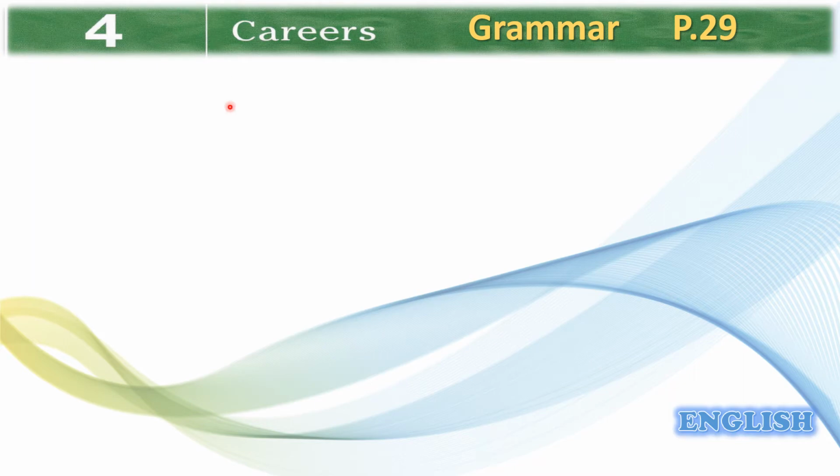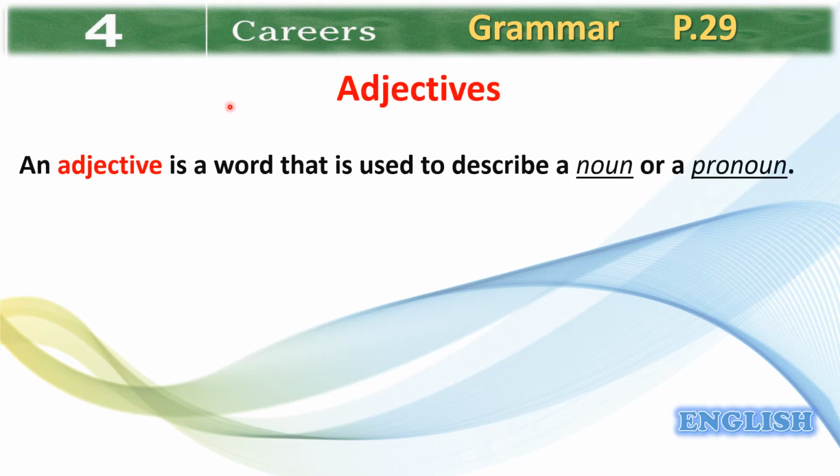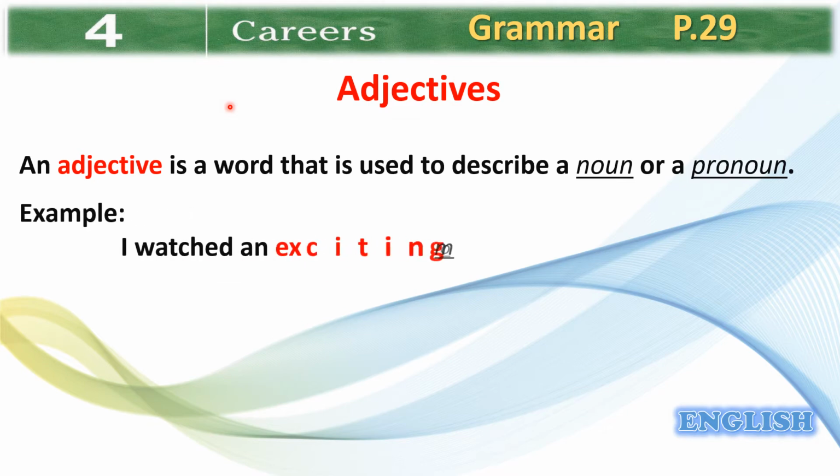Dear students, let's now talk about adjectives in general. As you know, an adjective is a word that is used to describe a noun or a pronoun, صفة. Now, let's have a look at the following examples. I watched an exciting movie. Now, the movie is a noun. We describe it with the adjective exciting.